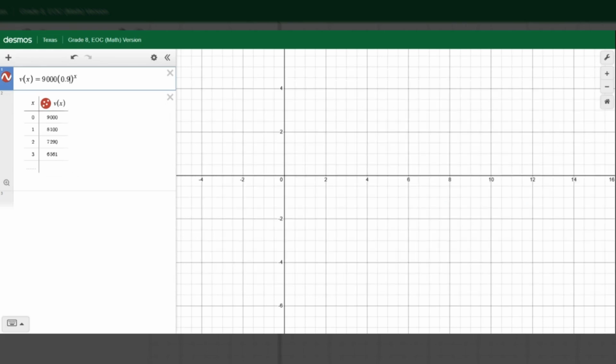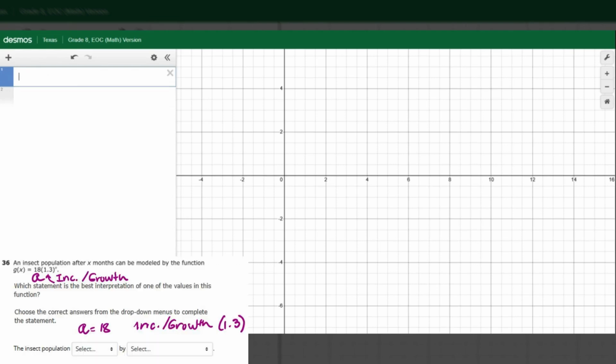All right, let's go on to question number 36. On question number 36, they didn't ask us what to do, it's just a drop down menu. But you need to know also, if you see this type of graph on the STAAR, try to plug it into Desmos and see what's going to happen.